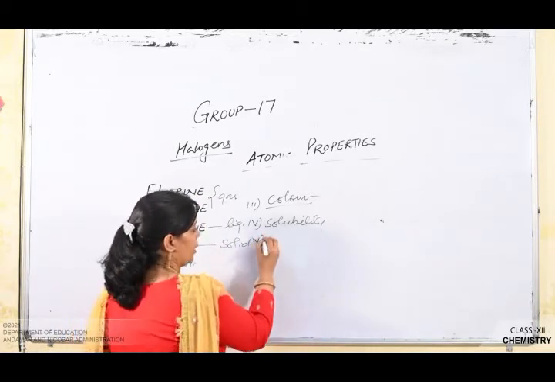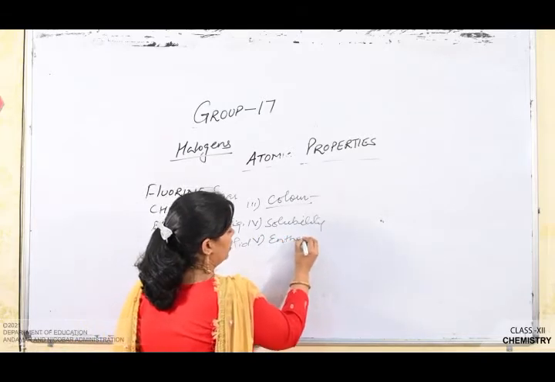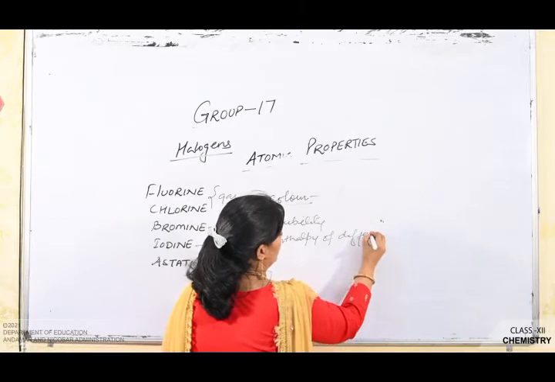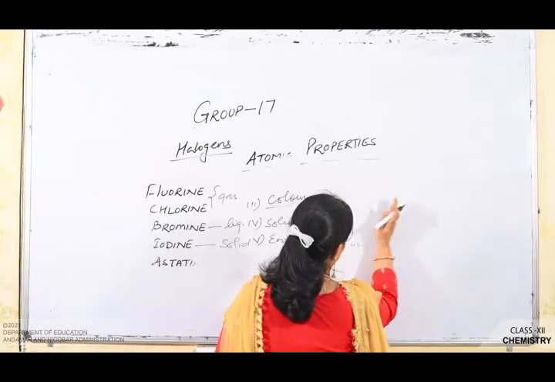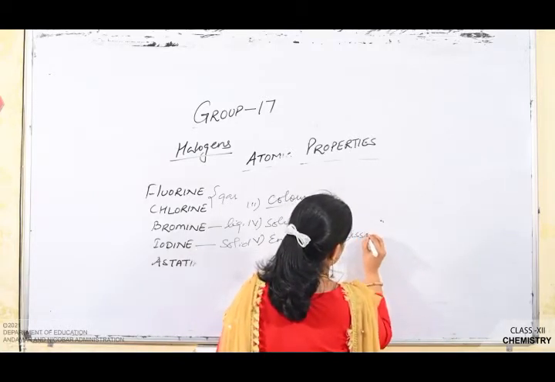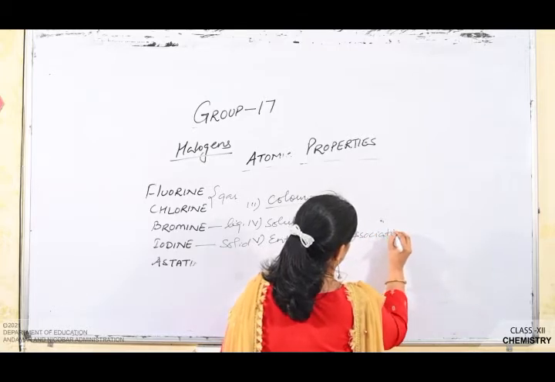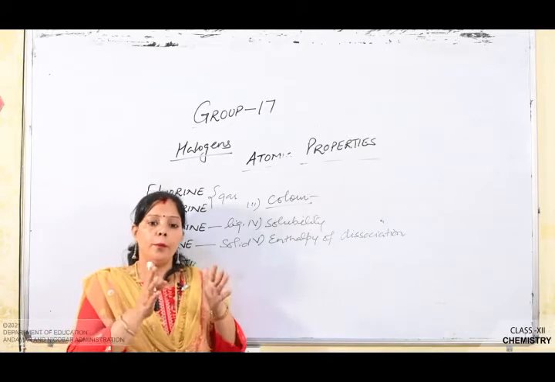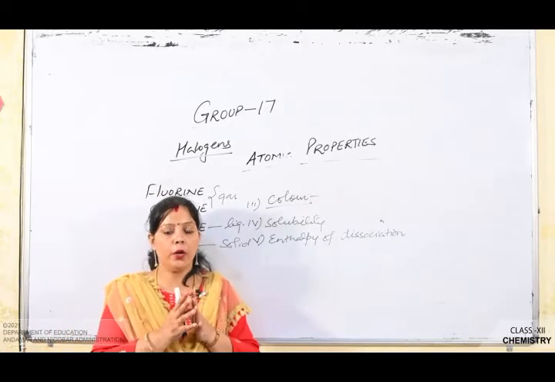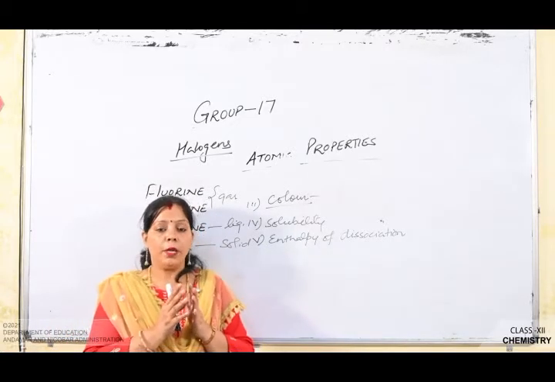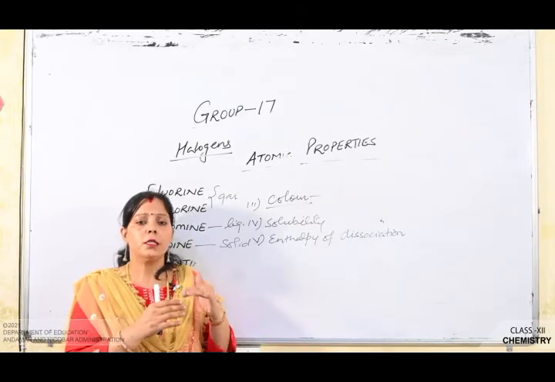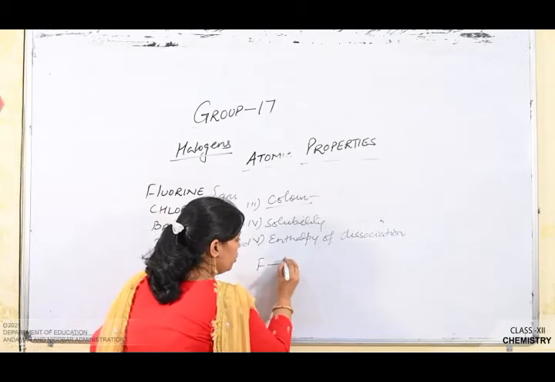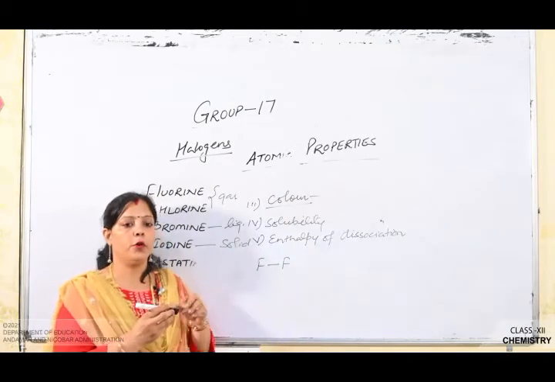It is very important. Enthalpy of dissociation of the molecules of group 17. Okay children, so fluorine has a smaller bond dissociation enthalpy than chlorine and bromine. Why does fluorine have a smaller bond dissociation enthalpy than chlorine and bromine? Due to the small size of the fluorine atom.